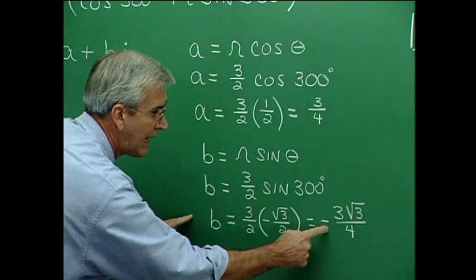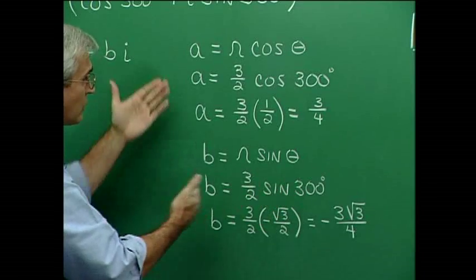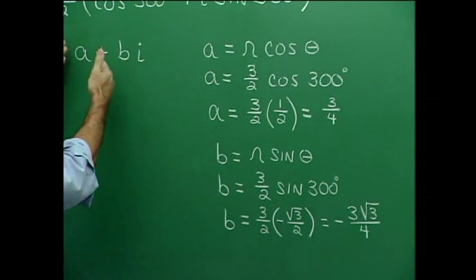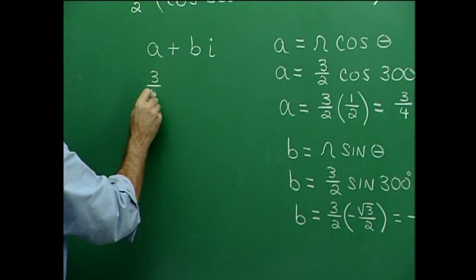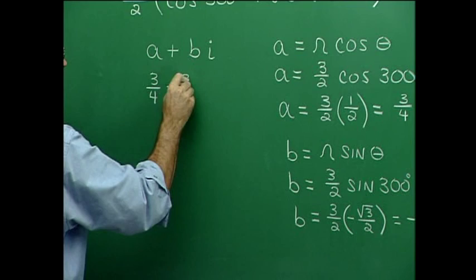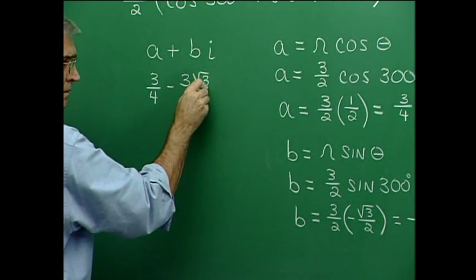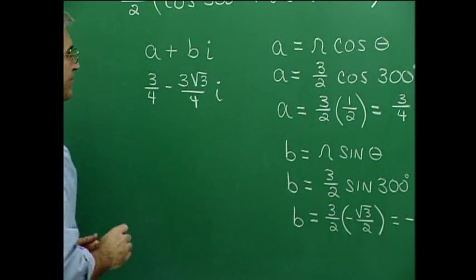This becomes negative 3 root 3 over 4. Now, with those values for A and B, we just plug them into this standard form. The A was 3/4, and B negative 3 root 3 over 4 as the coefficient of I.